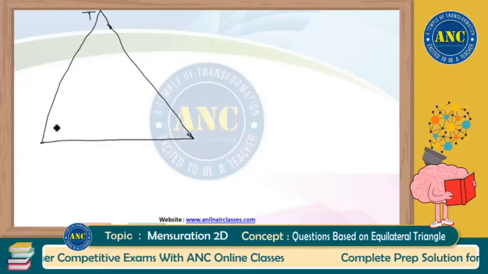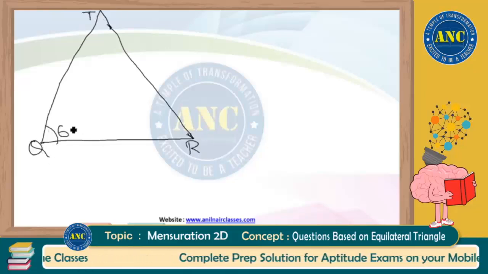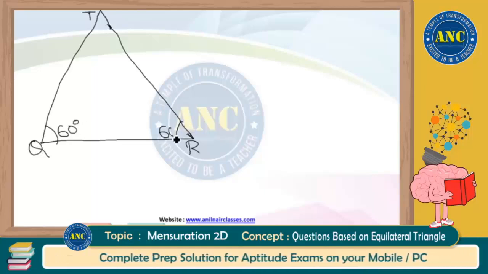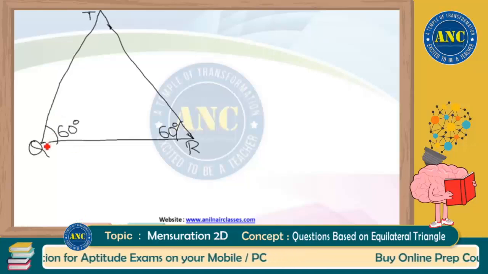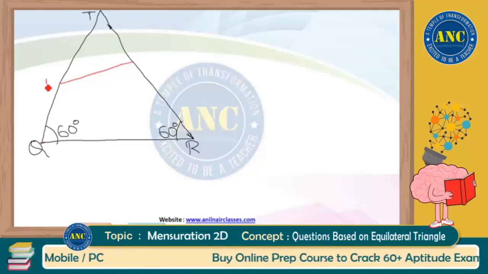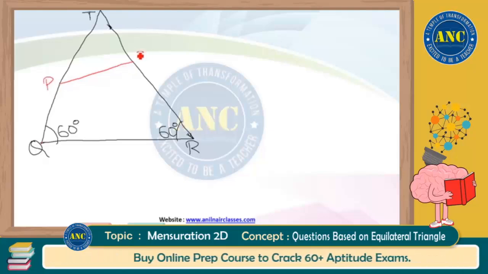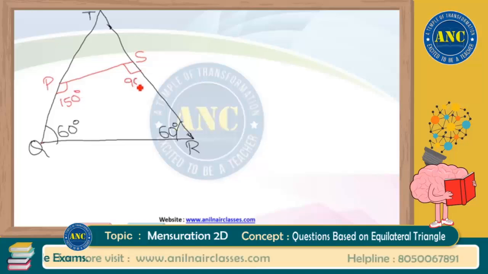This is the diagram. This is point T which I marked right now. This is Q, this is R. It is given in the question that this is 60 degrees, this also is 60 degrees, and there is a quadrilateral, PQRS. So this is 90 degrees because angle P is given in the question as 150. This is 90 because the sum of all the four angles in a quadrilateral should be 360 degrees.